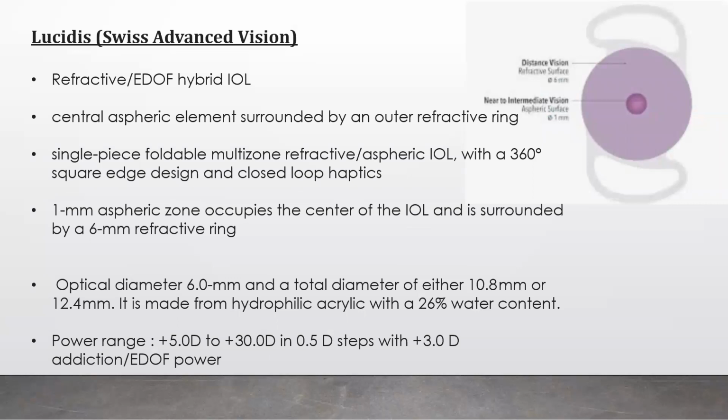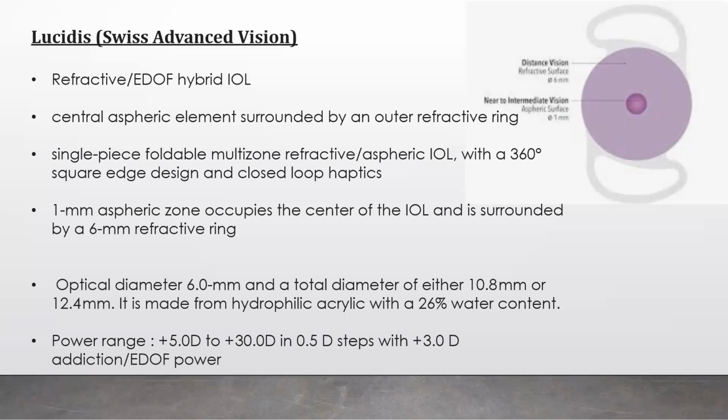Next is the Lucidis, which is a Swiss Advanced Vision lens. This works on a hybrid IOL with a diffractive principle. It has a central aspheric element which is surrounded by another outer refractive ring. This is a single piece foldable lens with multi-zones, and it also has a 360-degree square edge design with closed loop haptics.